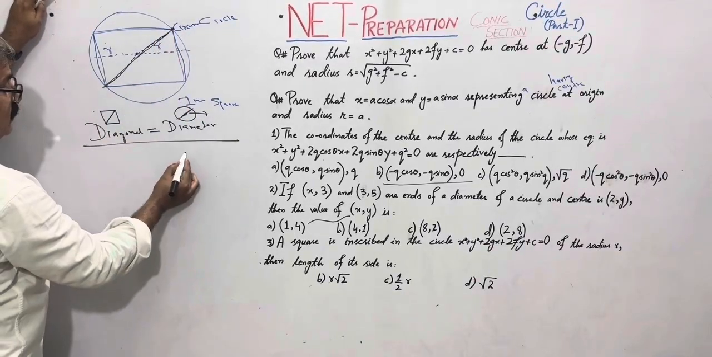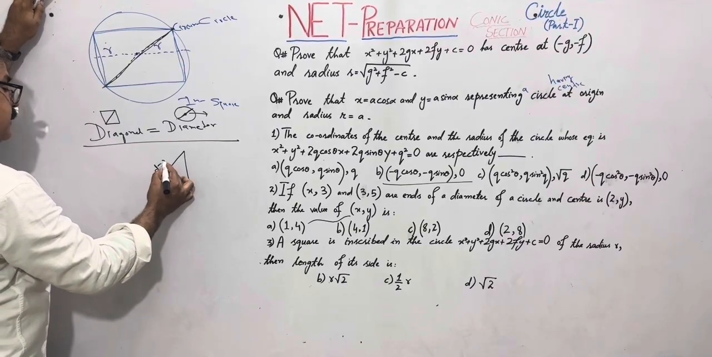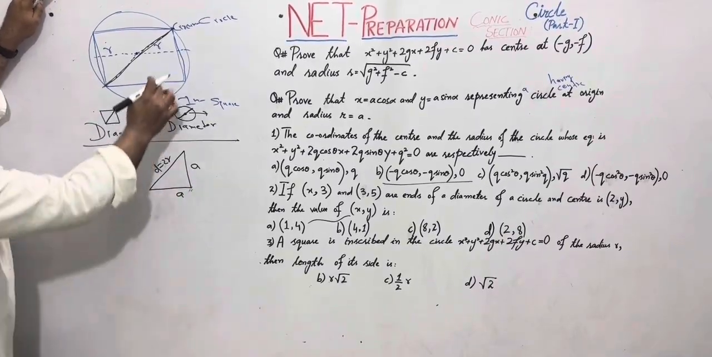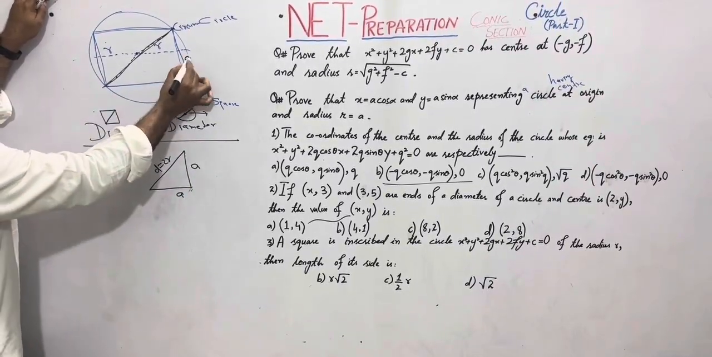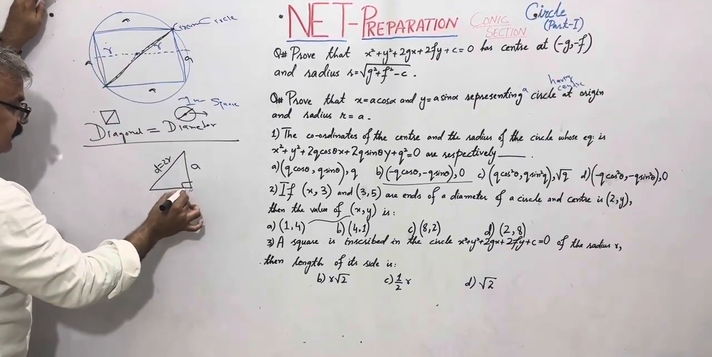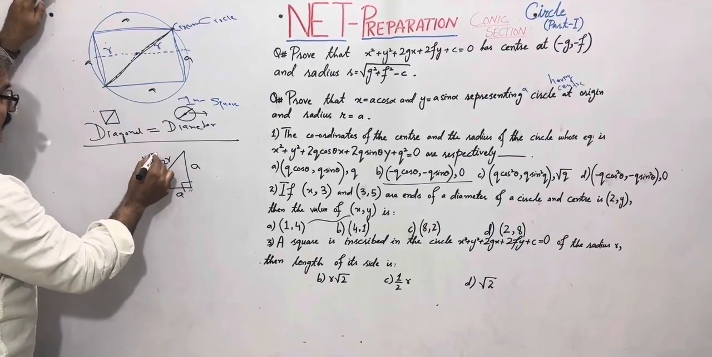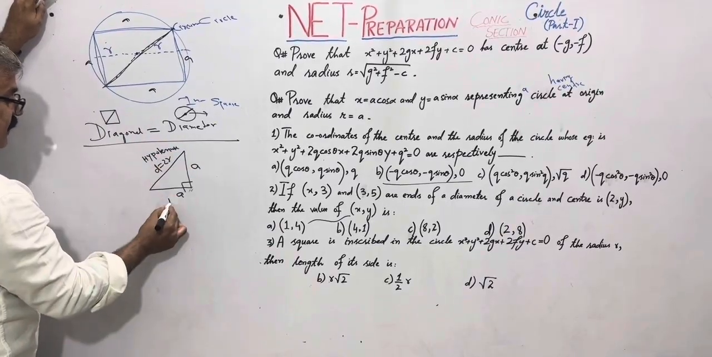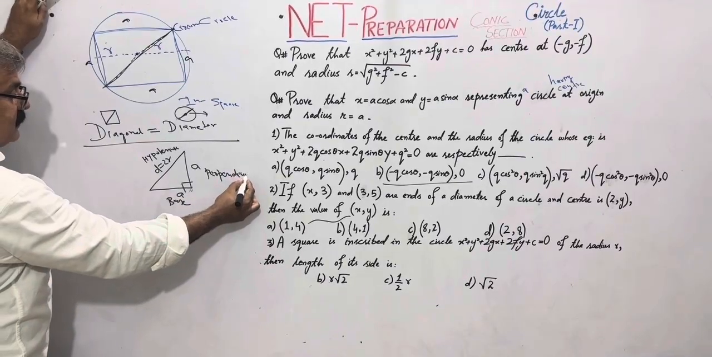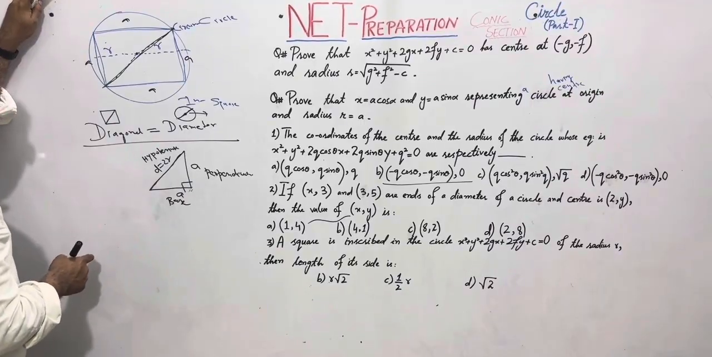If I take that portion only, this is our diameter. That's equal to 2r. If I name the sides, it's a, it's also a, because these are the sides of a square. Suppose they are equal to a. We are in a position to apply the Pythagoras theorem. It's our hypotenuse. It's our base and it's our perpendicular.